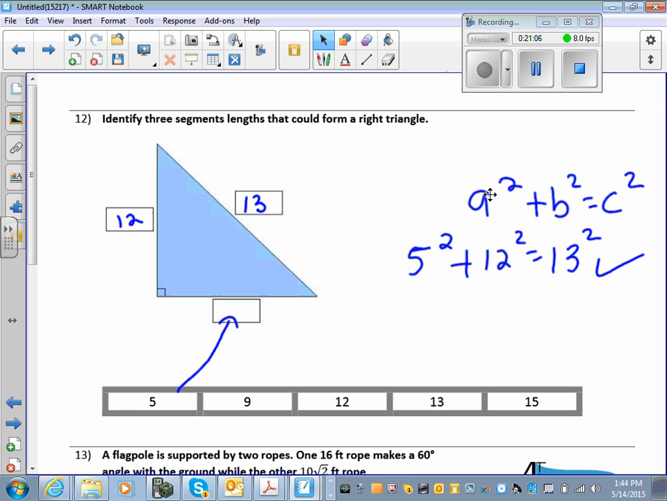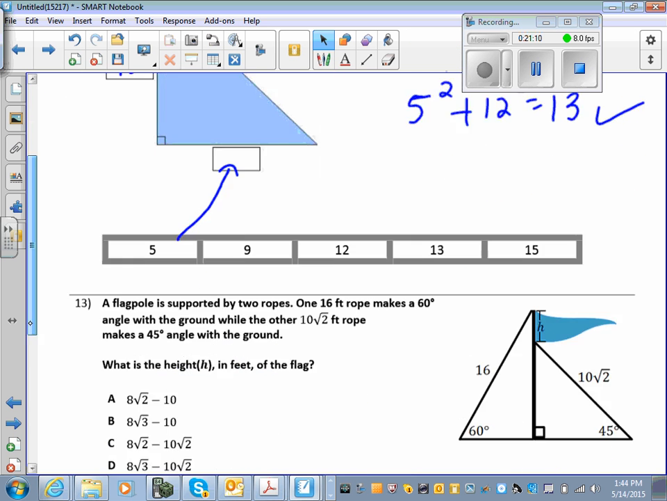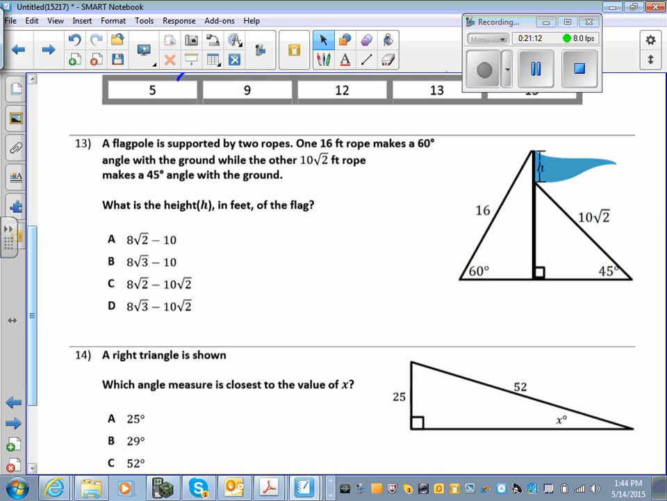All right, number 13. This one is a little bit difficult, because the answer you're going to get is going to be in decimal form, but what they give you is in simplified square root form, but you can still find it. All right, let's move on.